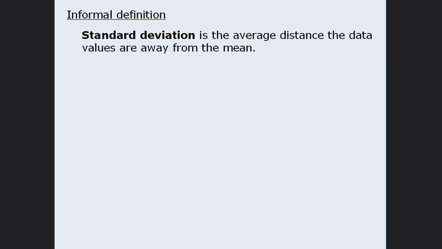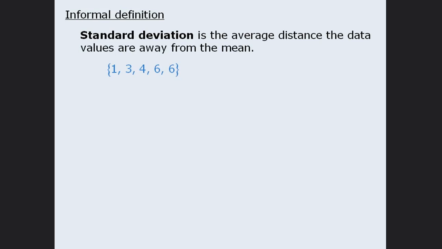So let's use this definition to find the approximate standard deviation of the numbers we just used in the last example. So first, we will calculate the mean of the numbers, which is 4. Now that we know the mean, we can determine the distance that each number is away from the mean. The first number is 1, and it is 3 units away from the mean of 4. The second number is 3, and it is 1 unit away from the mean of 4.